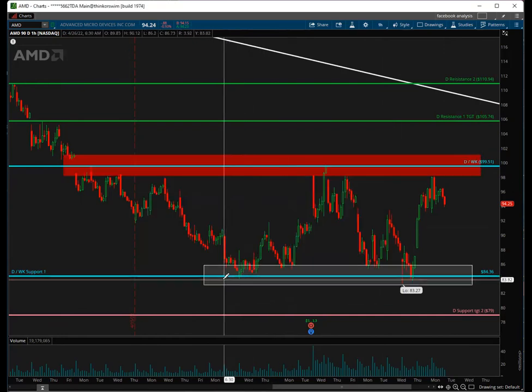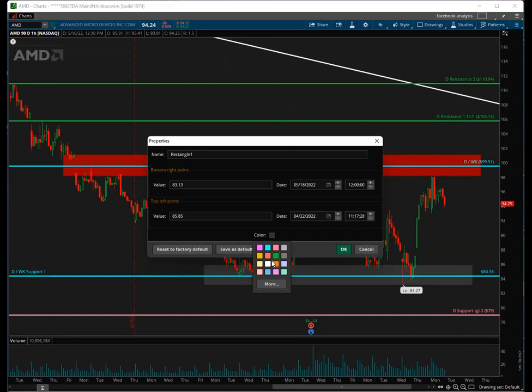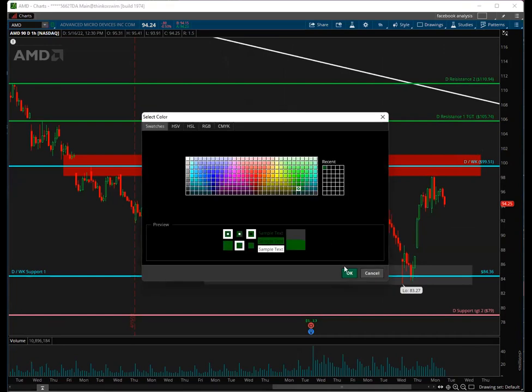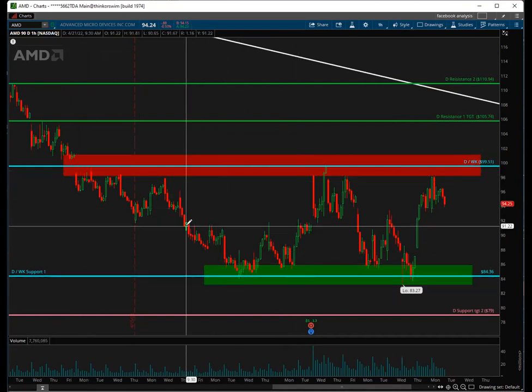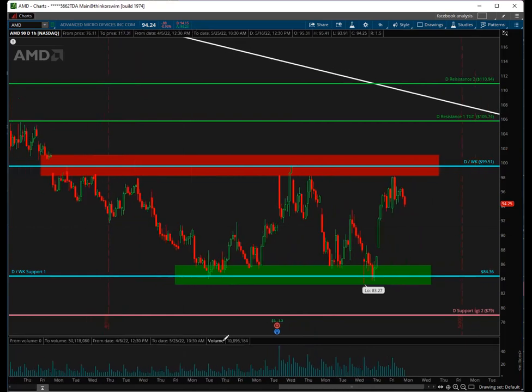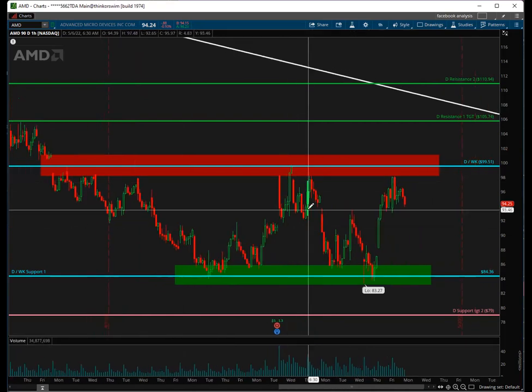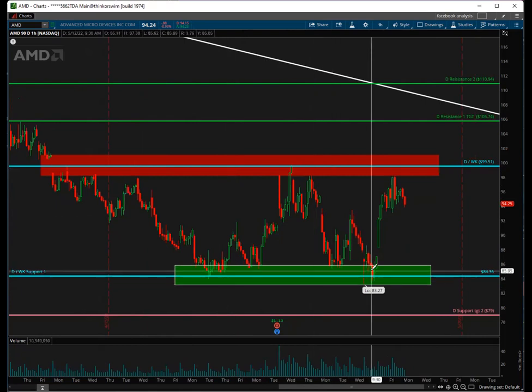Let's do this. And this is going to be green for buyers on the AMD. Here we go. We got supply, demand. You can also call it support and resistance. There you go. We have AMD coming back down again. It's a very choppy market, I know, but this is a good example of a box range, supply and demand zones, resistance and support.